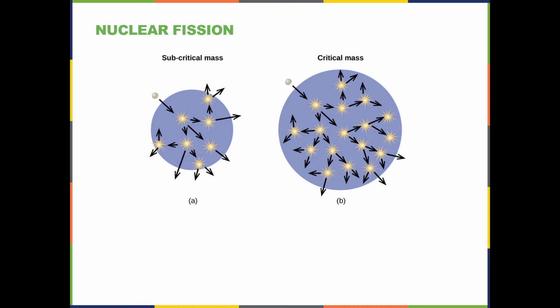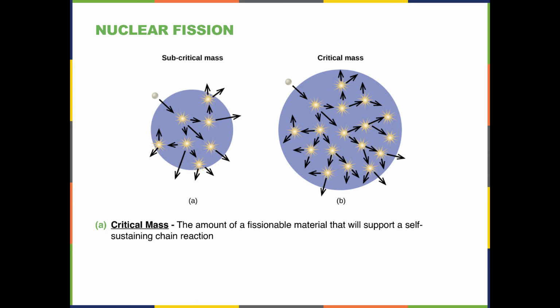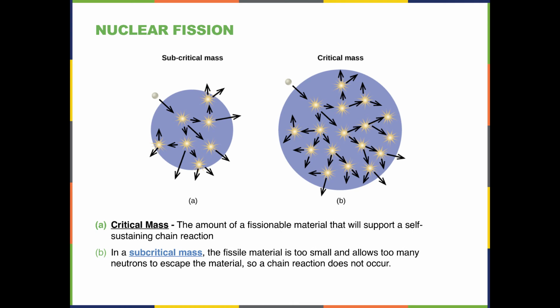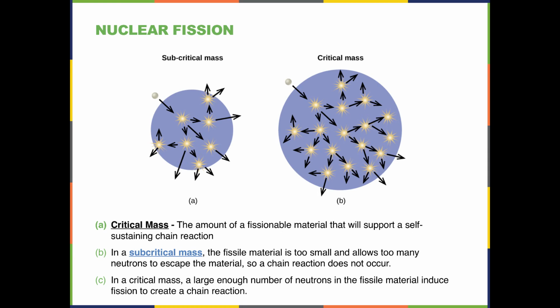Now, in order to achieve a chain reaction, a certain amount of material has to be present. The critical mass is the amount of fissionable material that has to be present in order to self-sustain a chain reaction. A subcritical mass is the amount of fissile material that is too small and allows too many neutrons to escape, such that the chain reaction does not continue. But a critical mass has a large enough number of neutrons and a large enough amount of fissile material to allow for a chain reaction to occur and to continue to occur.